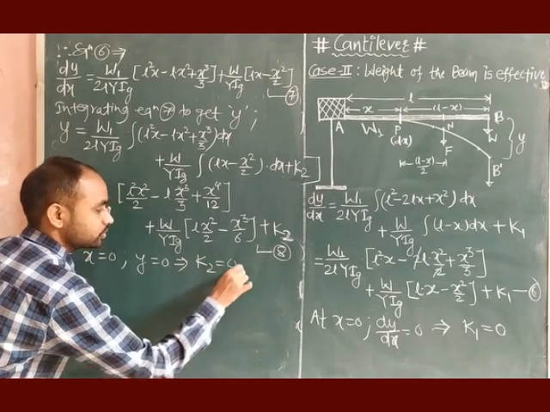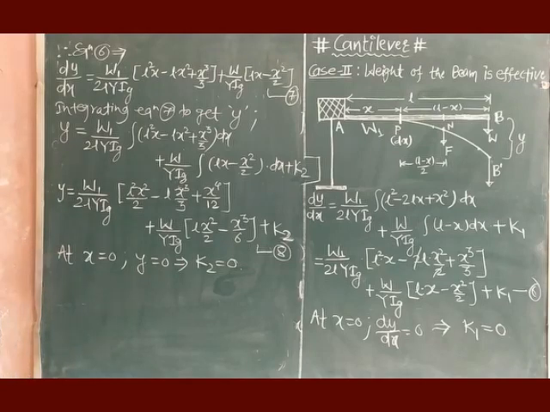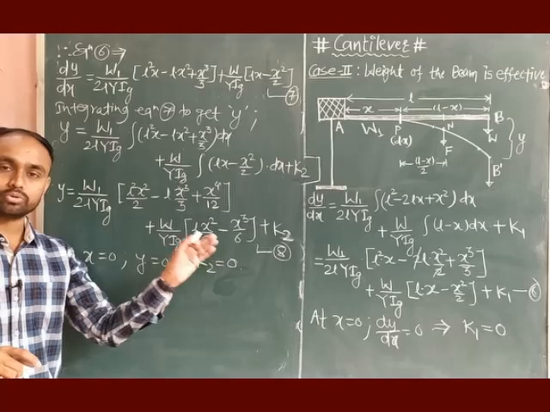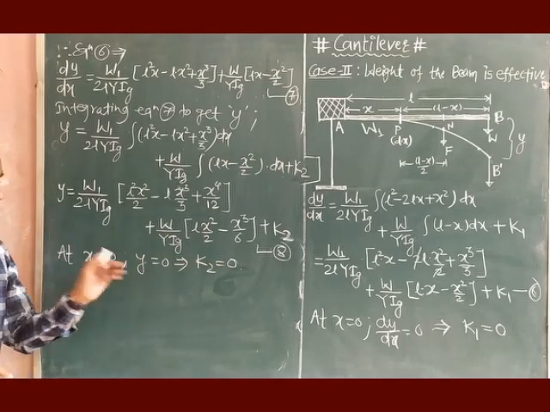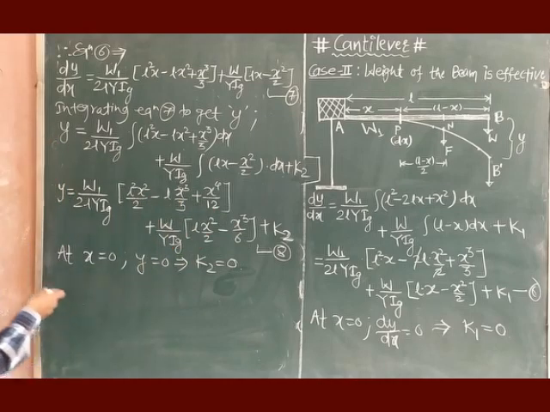Again, as I told you in the last video also, even though the k1 and k2 values are 0 here, not necessarily always should we get k1 and k2 as 0. Luckily we got 0 here, so substitute here and let us rewrite the equation.